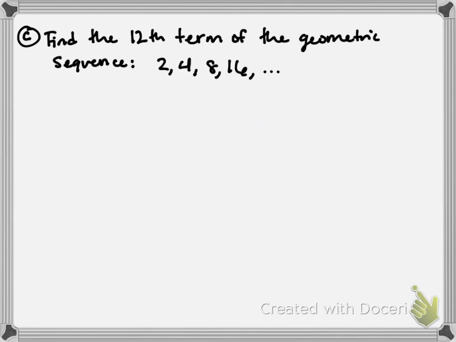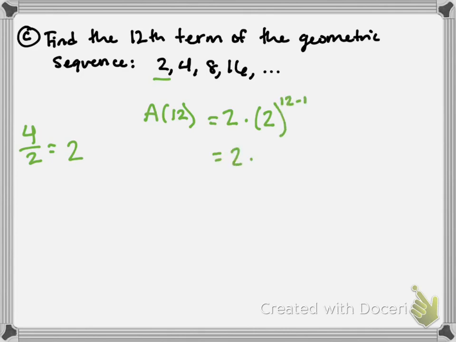Alright, example C. Find the 12th term of this geometric sequence. So again, the value of the 12th term is the first term, which is 2, times the ratio. 4 divided by 2 is 2. So the ratio to the 12 minus 1. So 2 times 2 to the 11th is going to end up being 4,096. Alright, use your calculator, figure out 2 to the 11th, and then multiply that by 2.